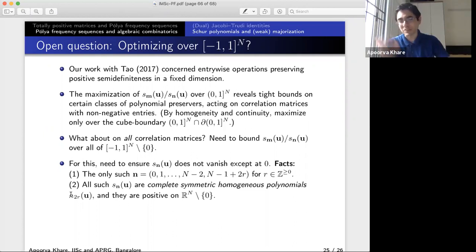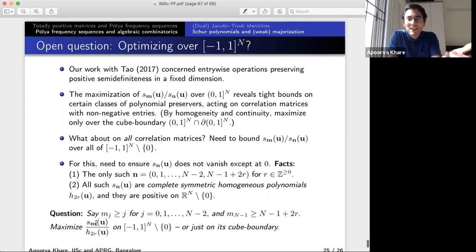Barvinok found this in 2003. So hopefully things like that may help. I don't know. But I would like to maximize a Schur polynomial whose powers beat these powers on the unit cube, on the bi-unit cube. And I would be very happy if somebody had the answer.